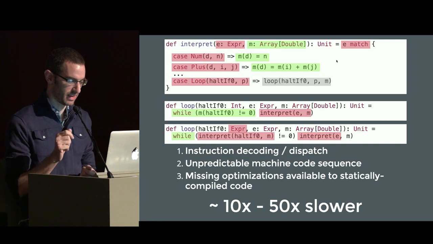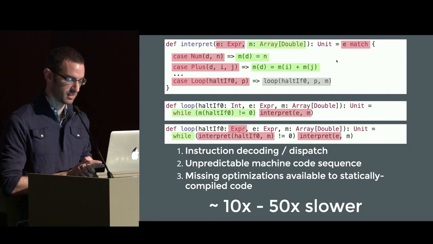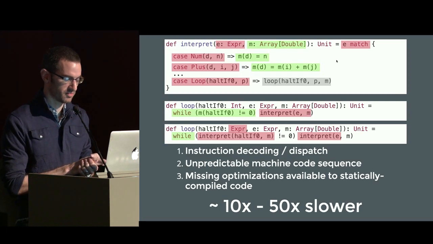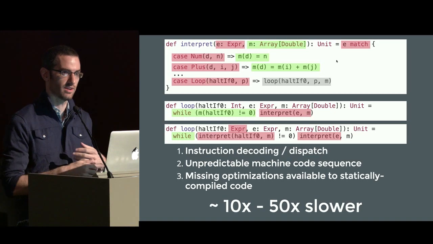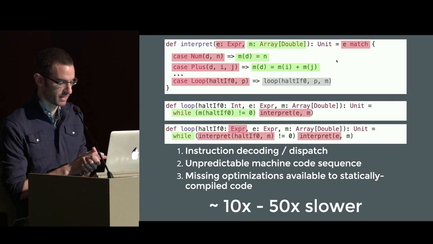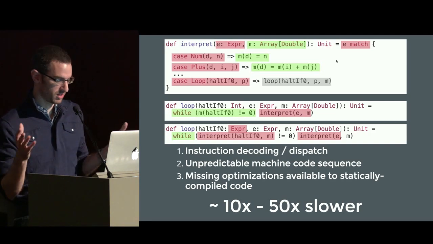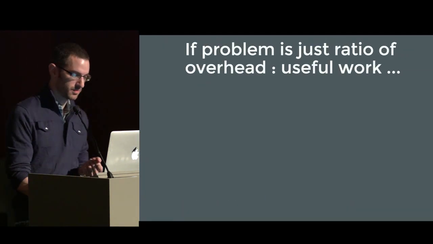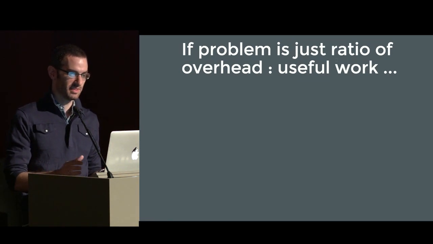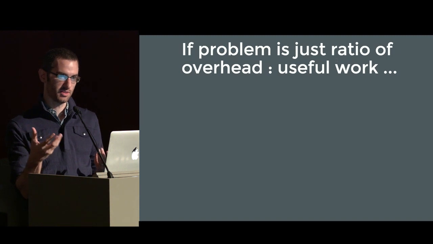Just as a frame of reference, Python, which has a C interpreter of Python bytecode, is I think around 50x slower for straight line, pure Python performance. So these interpreters could have quite a bit of overhead, even in interpreted languages that have been around for a while. One thought is that the problem is the ratio of the amount of pattern matching overhead to useful work that the interpreter is doing.